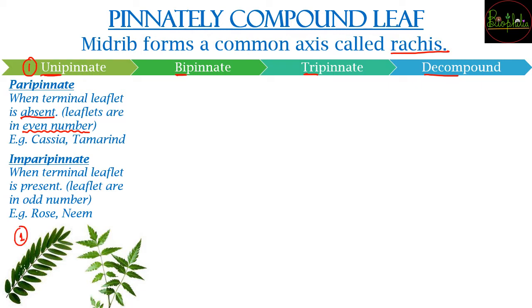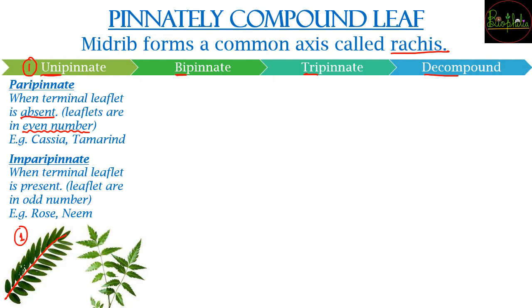So in this compound leaf, the central axis is going to be called the rachis, and this rachis, which is common to all these leaflets, is going to have the leaflets where the terminal leaflet is absent. Terminal is absent, so because of that there will be one leaflet on each side, giving you an even number of leaflets. So how will that be?